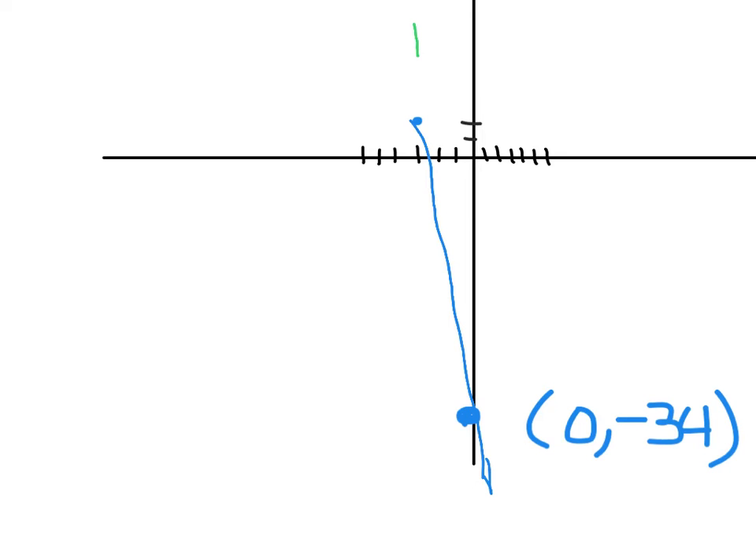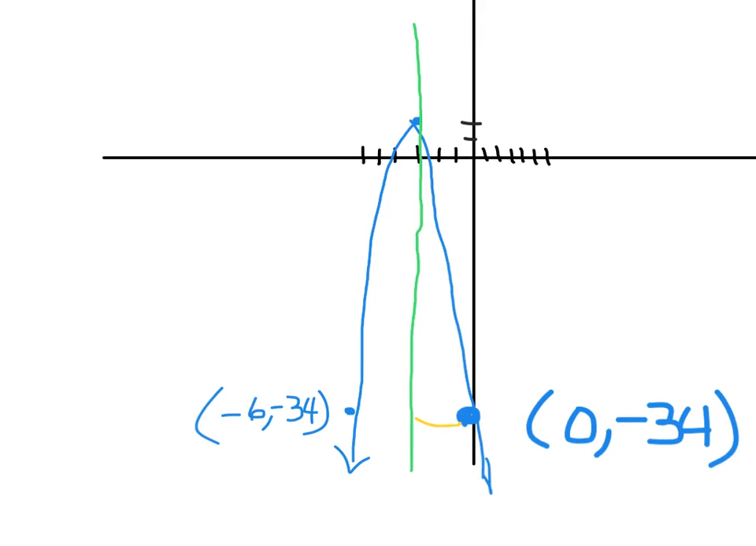Again, we've got a line of symmetry here, so we can get the other point. If this one's 3 units away on this side, I could go 3 over here and put the other point. And now I have the other half of my U. So this would actually be -6, -34. I now need to find the focus point and the directrix.